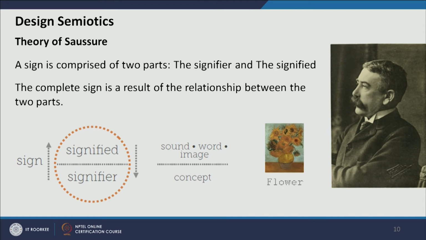With an example, we can understand this more. A sign has two parts: the signified and the signifier. Here we are taking an example of a flower. This is a Van Gogh's painting. The word flower is actually the signifier, which signifies. And if you read the word flower or see an icon of a flower or a real photograph of a flower, something comes into your mind. That is the image of the real existence of that flower, what you have seen before.